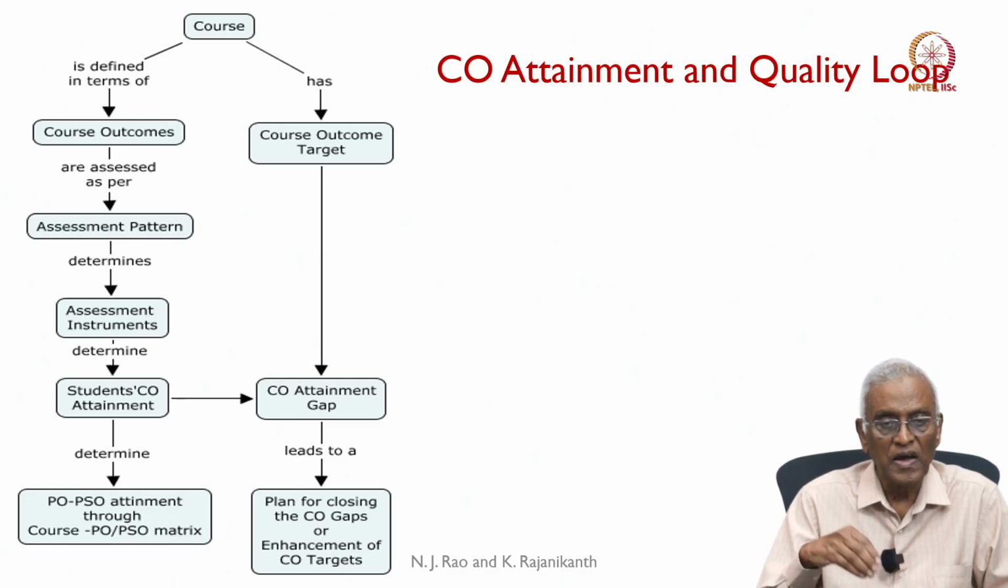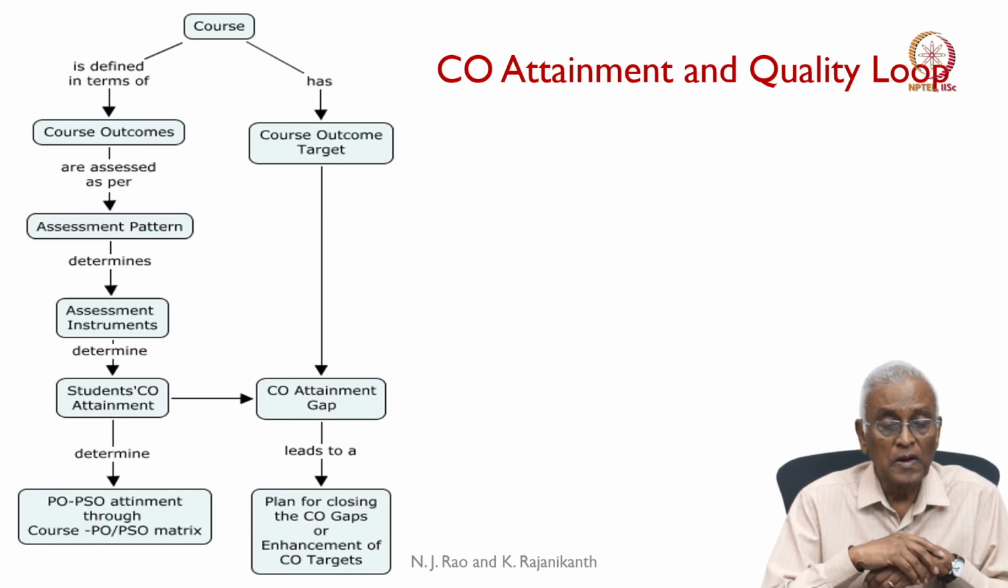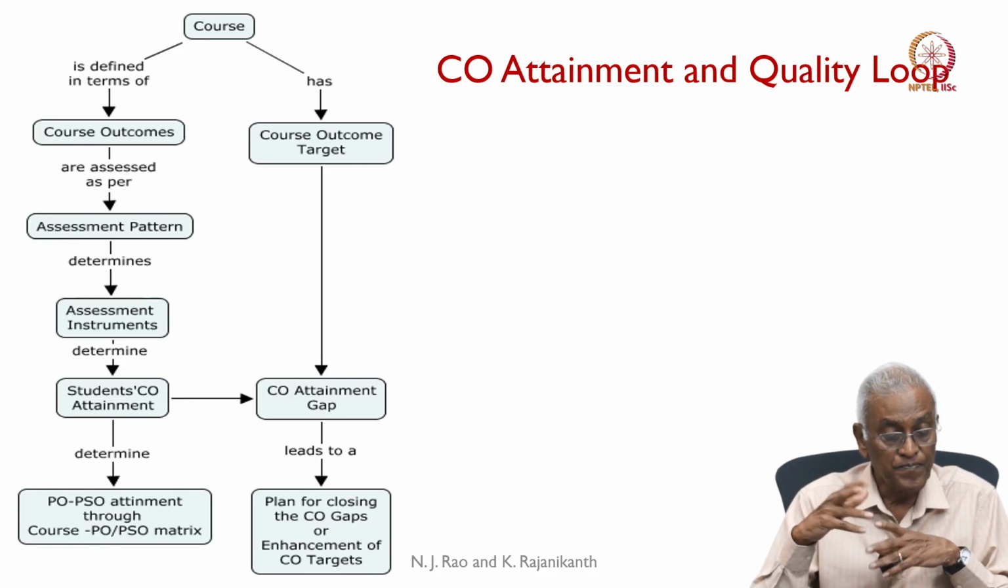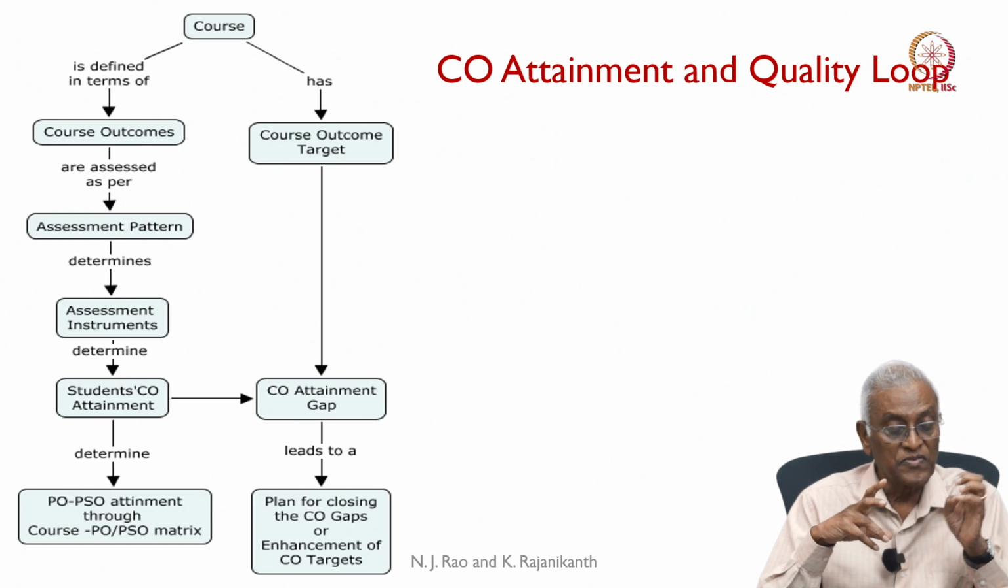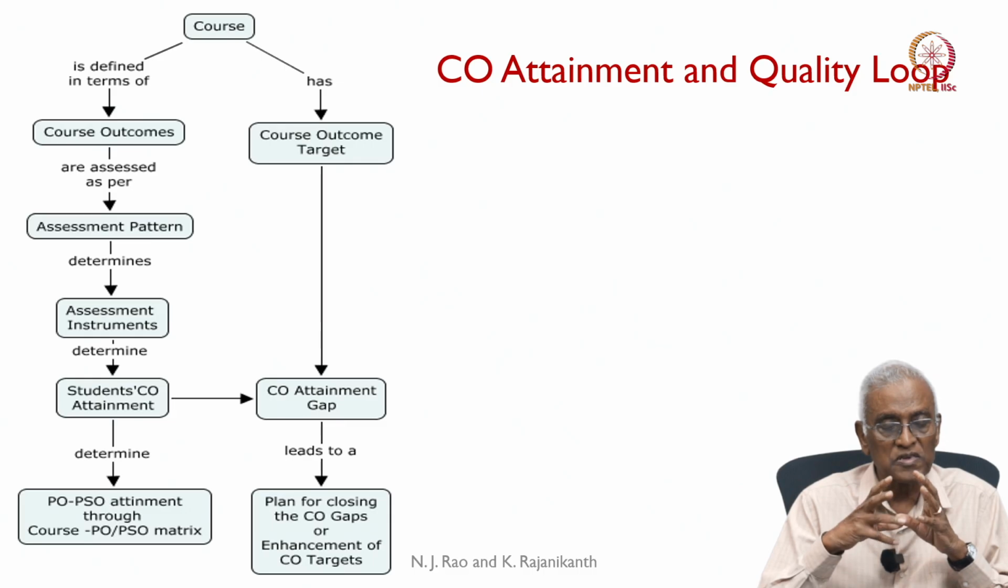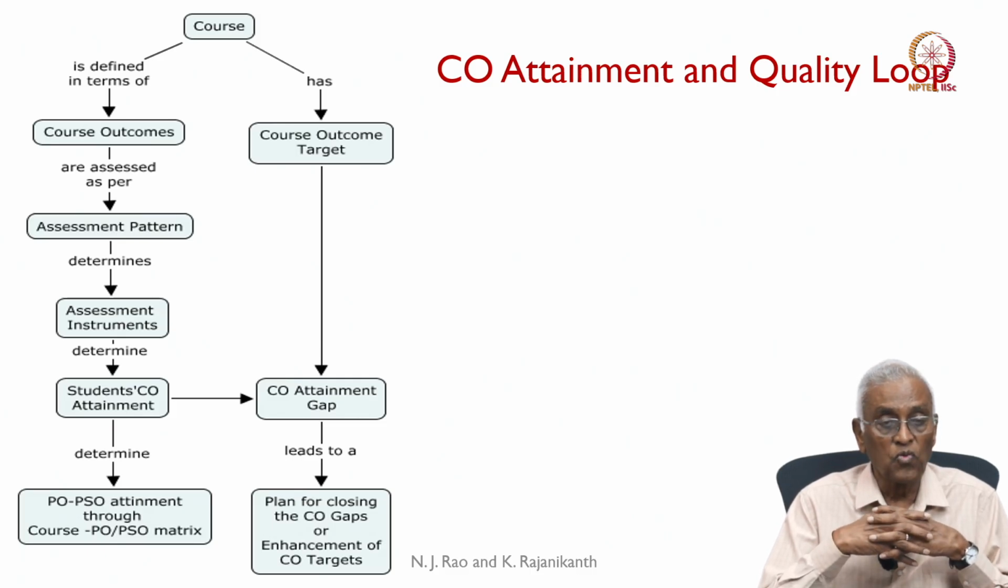That is the part of what we call the quality loop. Quality loop means I defined certain levels. If I have achieved or not achieved, what is it that I should do so that overall the quality of learning has improved. And this CO attainment also will decide to what extent I am attaining my program outcomes and program specific outcomes through what we call the course PO PSO matrix. That we will address in the next unit, but we will now focus mainly on to what extent the CO has been attained.